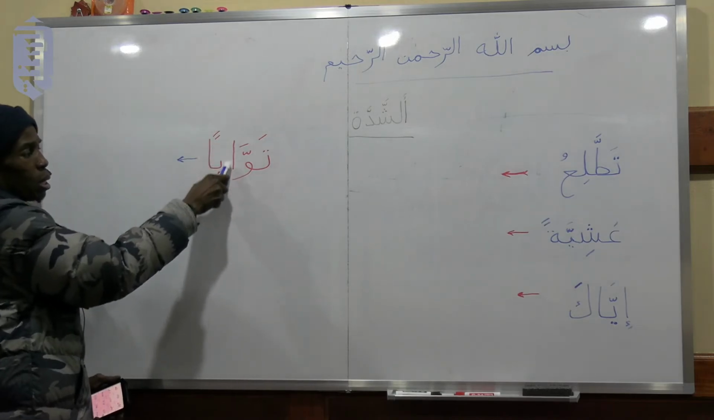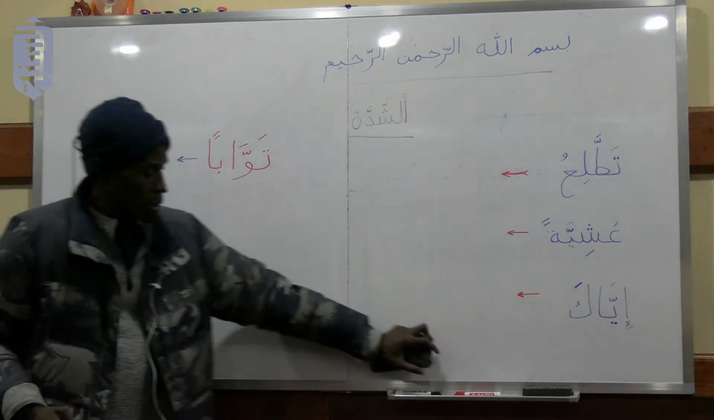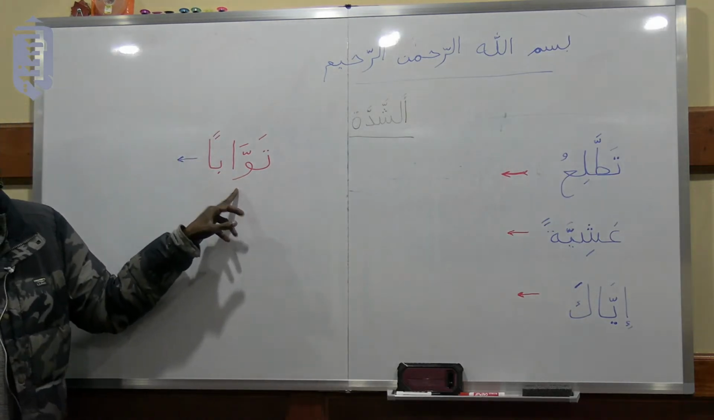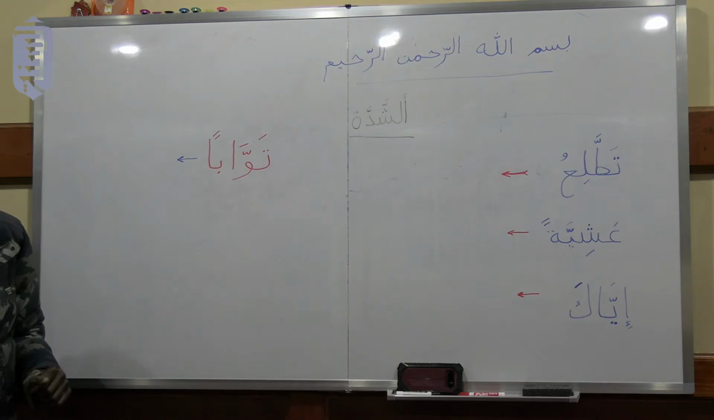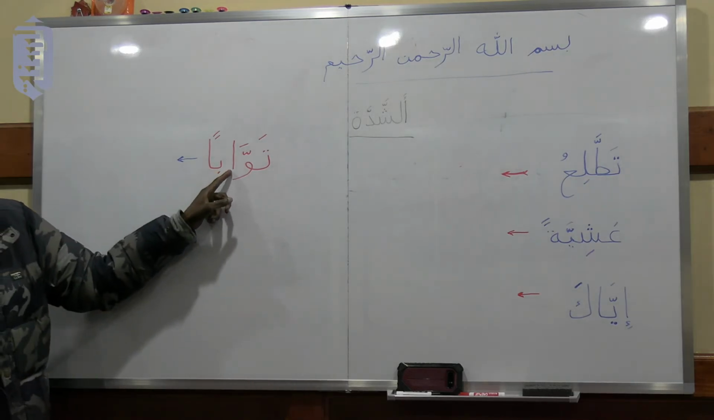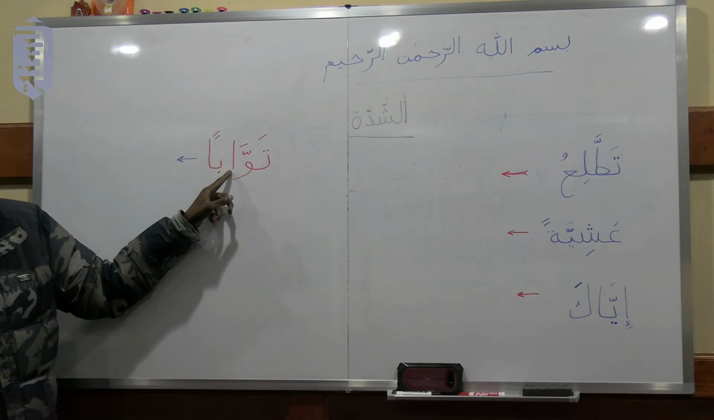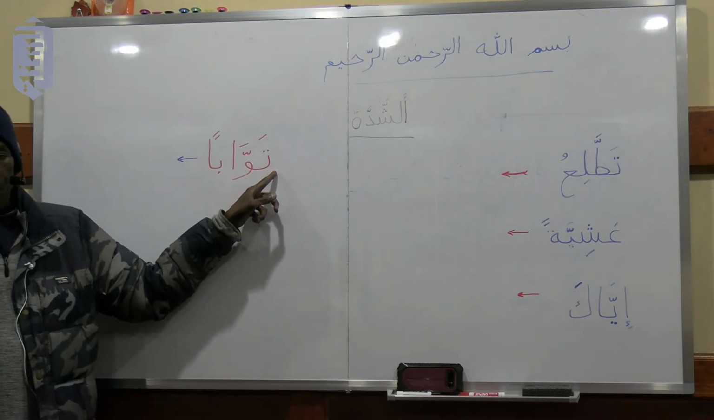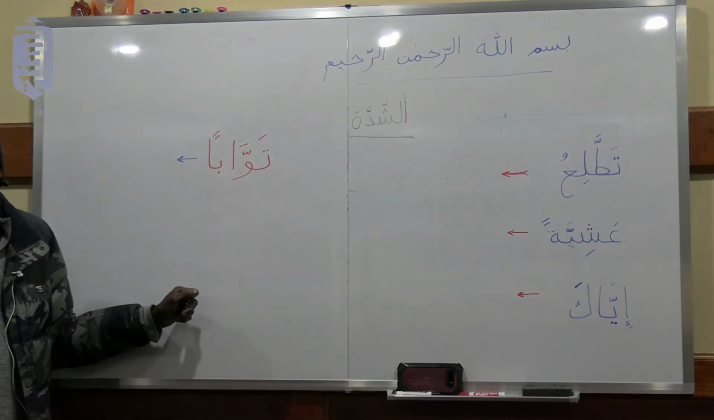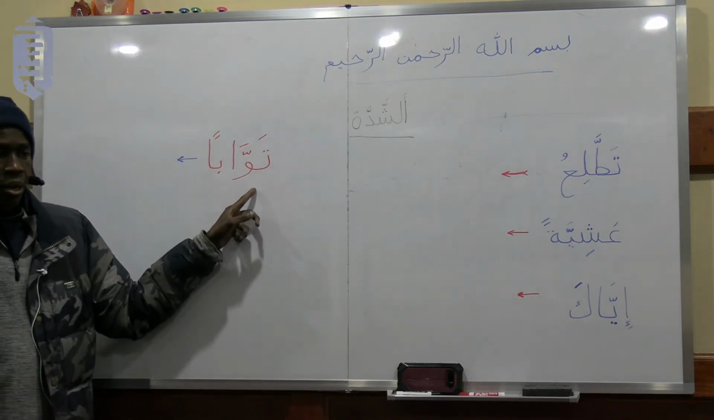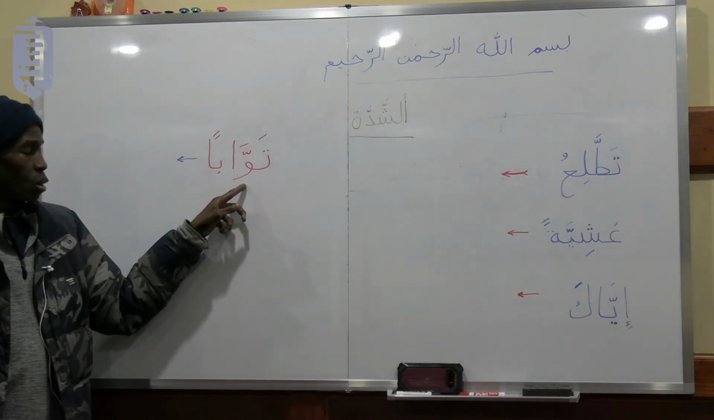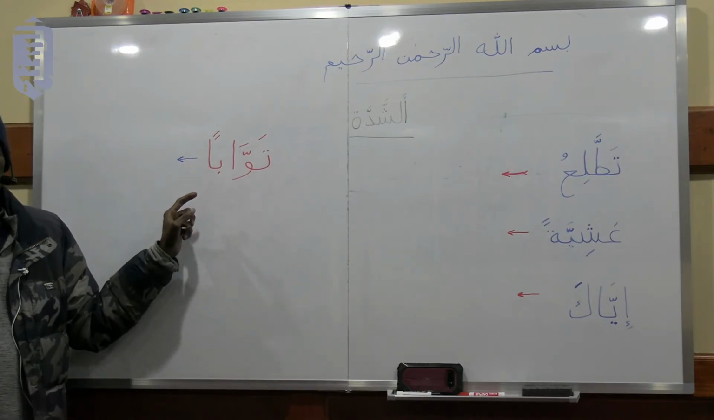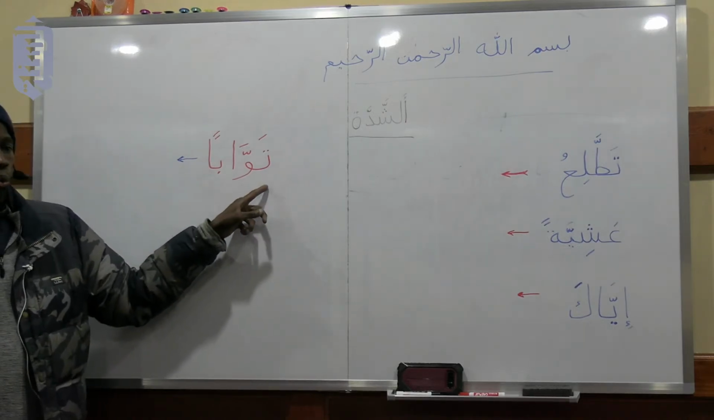What do you do with this? That's the alphabet. So the tail, the waw, fatah, alphabet. Fatah, alphabet. And then put them together. Go to the beginning. Tawa, proceed. Ba, fatah, tanween, ban. Tawaban.